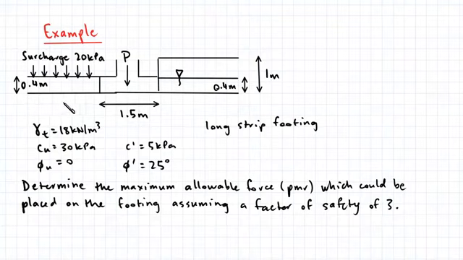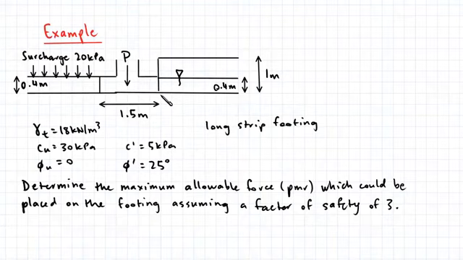So on the left side, the footing is at a depth of 0.4 meters below the surface of the soil. And at the top of the soil we have a surcharge of 20 kPa which is applied. On the right of the footing, we can see that the footing lies at a depth of 1 meter below the surface, and there's also a water table which is at a height of 0.4 meters above the base of the footing.